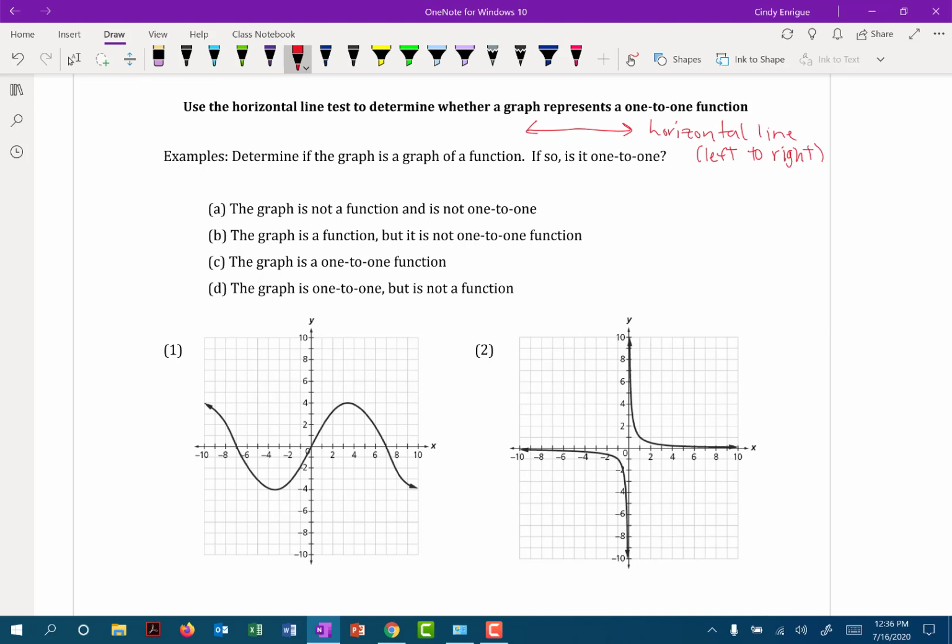So if it passes at most once, then it's a one-to-one function. If it goes through it twice, then it is not a one-to-one function. So here, we're going to look at the graphs, and we're going to determine whether or not it's a function and whether or not it's a one-to-one function. So here, if we want to know whether it's a function, the other definition of a function other than the x's don't repeat is that it passes the vertical line test.